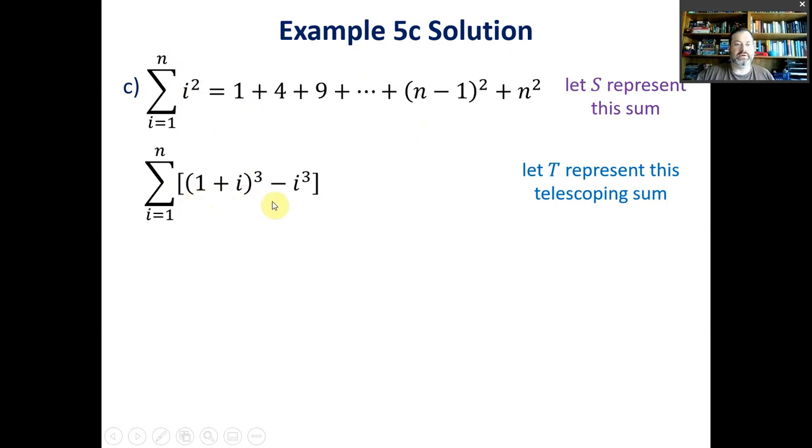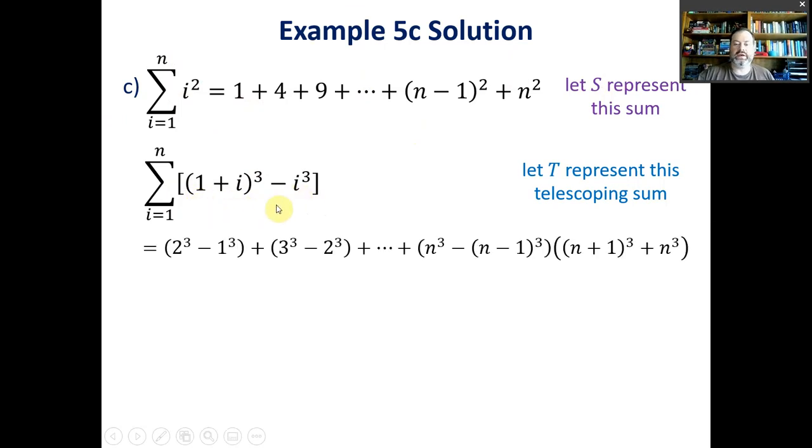So first thing we do here is we telescope this guy all the way out. So you plug in 1. So you get 1 plus 1 is 2 cubed minus 1 cubed. Then you travel up. Then 2. So 2 plus 1 is 3 cubed minus 2 cubed. And so on and so forth all the way down the line.